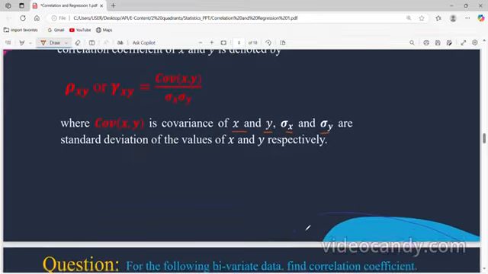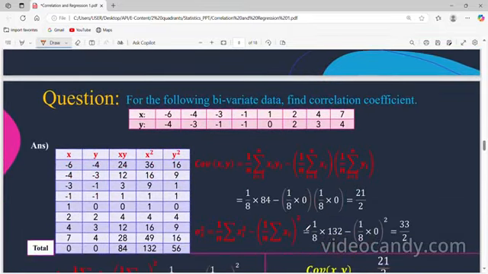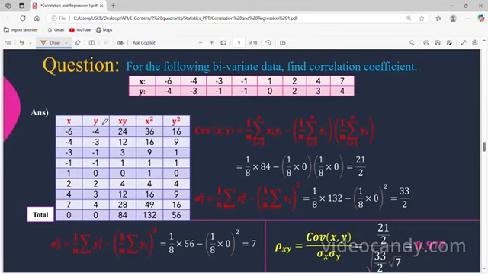So next is another question we have, that is finding correlation coefficient. So what is the question? For the following bivariate data, find correlation coefficient. X equal to minus 6, minus 4, minus 3, minus 1, 1, 2, 4, 7, and y is minus 4, minus 3, minus 1, minus 1, 0, 2, 3, 4. So the corresponding table is there: xy, x square, y square. The corresponding values of x are given, the corresponding values of y are given. And now here xy equal to minus 6 times minus 4 is 24, minus 3 times minus 4 is 12. So in this way we can calculate.